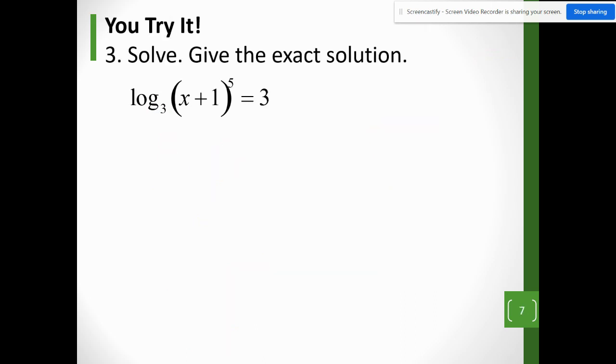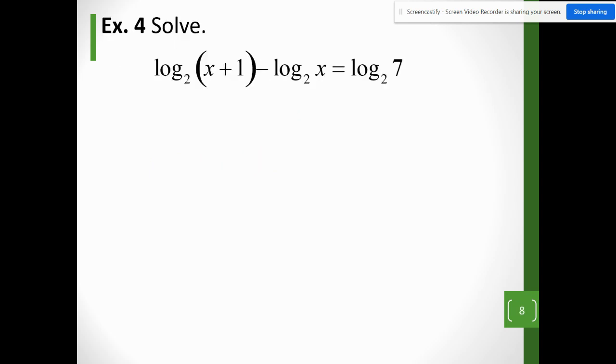Now this is for you guys to try at home. And that's what you guys should get. Let me try this out. I see a minus in between 2 logarithms. Didn't we learn how to condense that? So let me just call this log base 2 of x plus 1 over x is equal to log base 2 of 7, where I condensed because of the minus, I wrote it as a fraction.